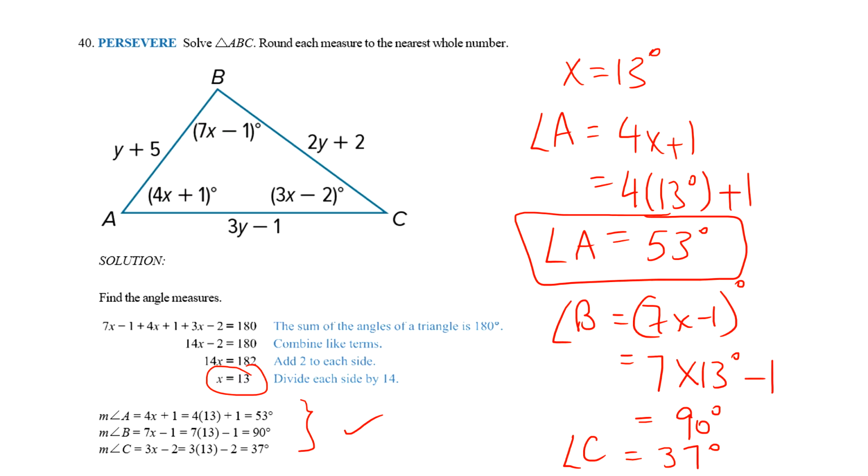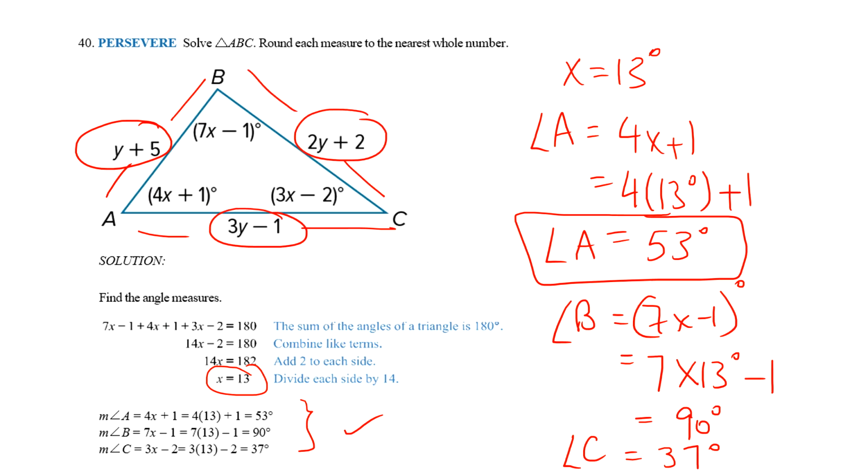Now it's time to find the sides. Side AB is given to be y plus 5, side AC is given to be 3y minus 1, and side BC is given to be 2y plus 2. Let's solve for the sides in the next slide.